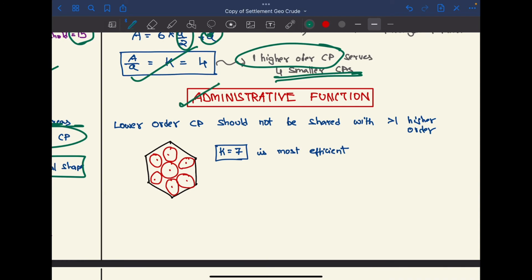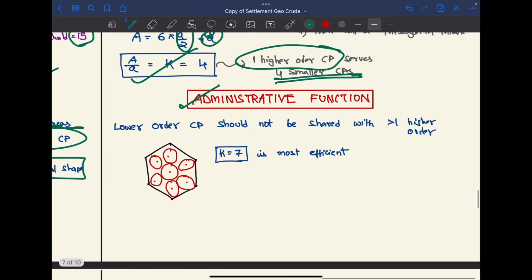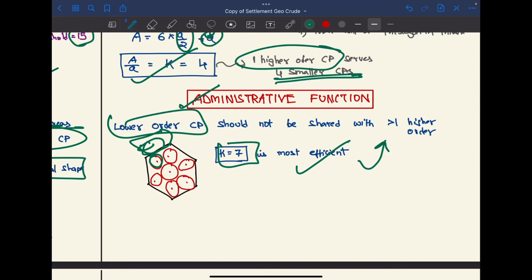Next, we have the administrative function. Here, the most important thing is that the lower order central place should not be shared by 2. Therefore, this should not overlap with the second hexagon. Therefore, k equal to 7 is the most efficient one, as said by Christaller.